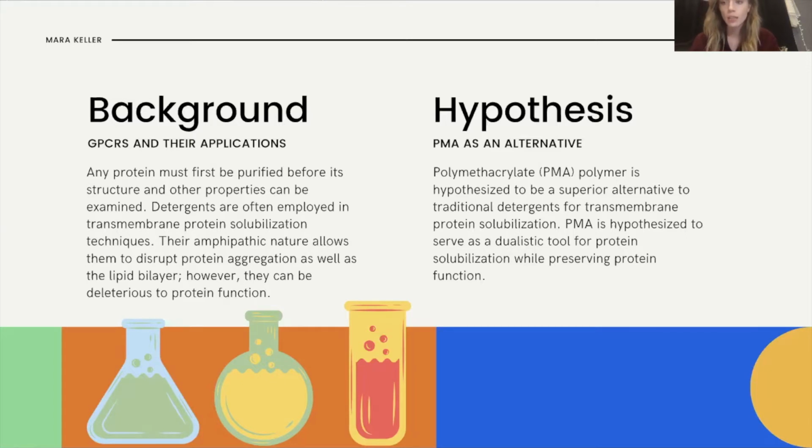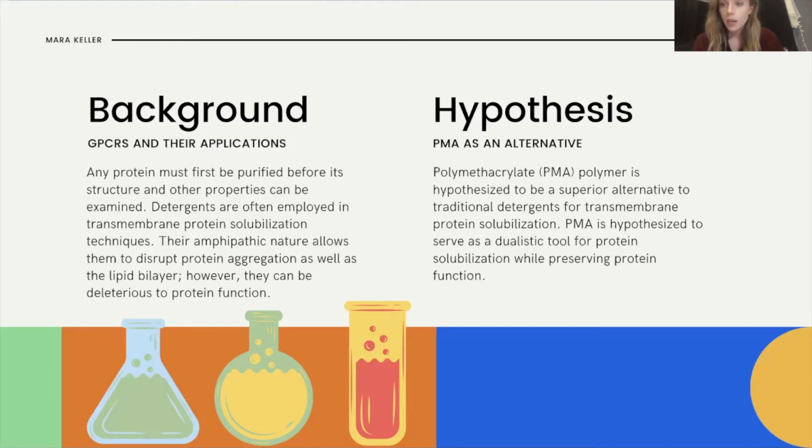So they contain some hydrophobic regions and also some hydrophilic regions, which allow them to interact with the lipid bilayer. So normally when isolating these transmembrane proteins, it's a little bit difficult because you're not only separating the protein from just normal cellular debris, you also have to actually extract the protein from the lipid bilayer.